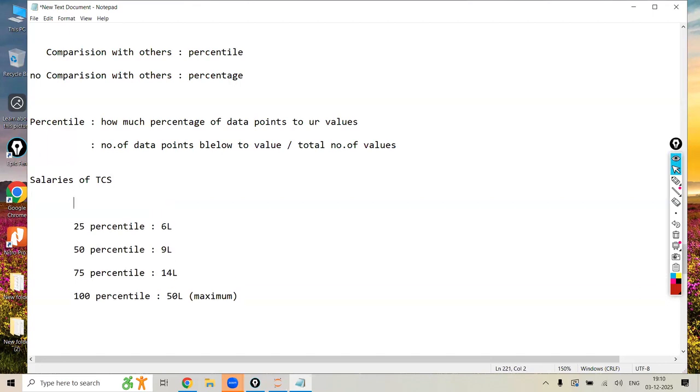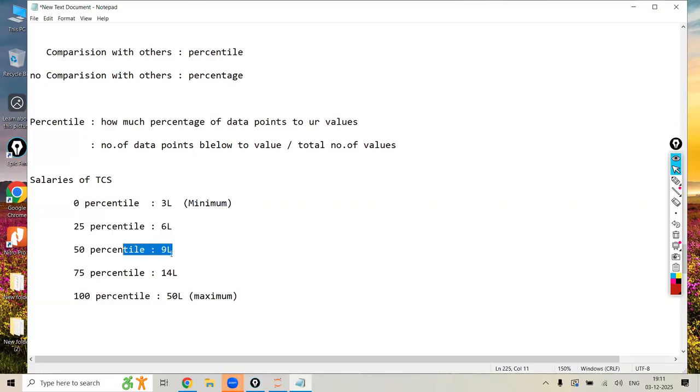Sir, what is 0 percentile? No one is getting less than this. Less than this, 0 people are there. Let's take an example, 3 lakhs. What is the meaning of this? It is the minimum value. 0 people are working under 3 lakhs. So the minimum value is 3 lakhs and the maximum value is 50 lakhs, and that is the range.